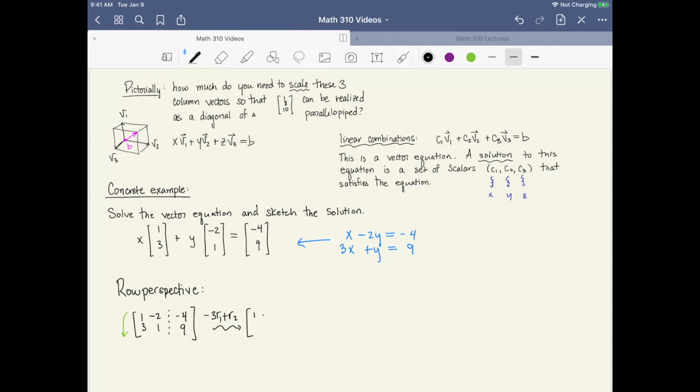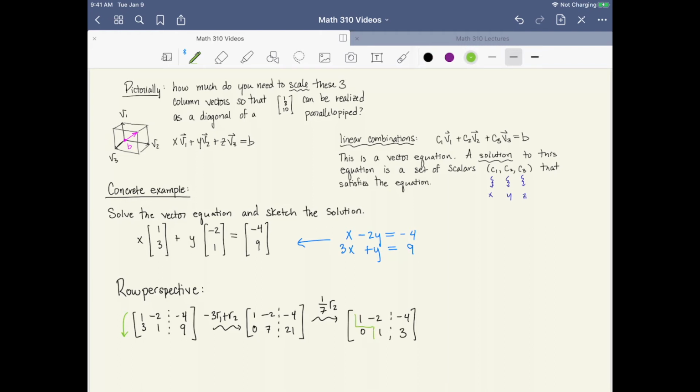I do that, and I have 1, minus 2, minus 4 in the first row, and I get a 0, 7, 21 in the second row. I'm going to follow this up with the row operation that divides the second row by 7. So 1 over 7, row 2, so that I'm looking at the second row being just 0, 1, 3. And then here, I'm in row echelon form, but not reduced row echelon form.